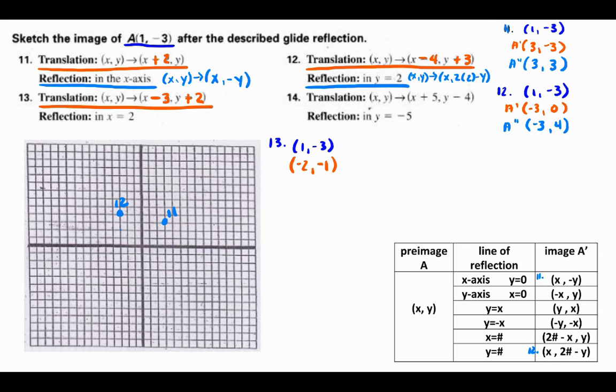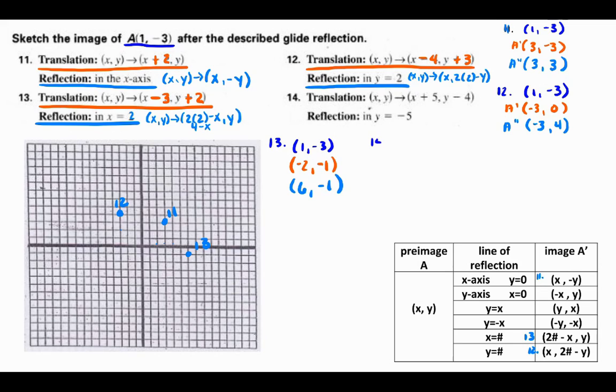And then for our reflection, it's in the line x equals 2. So for problem 13, we're at the x equals rule. We're going to take our ordered pair that we just got, and we're going to change it by doing 2 times the number 2 from our equation minus the x coordinate, but leave the y coordinate the same. So this is going to be 4 minus the x coordinate. So 4 minus -2 is 6, and we leave the y coordinate of -1. So this one is going to end up at 6, -1.